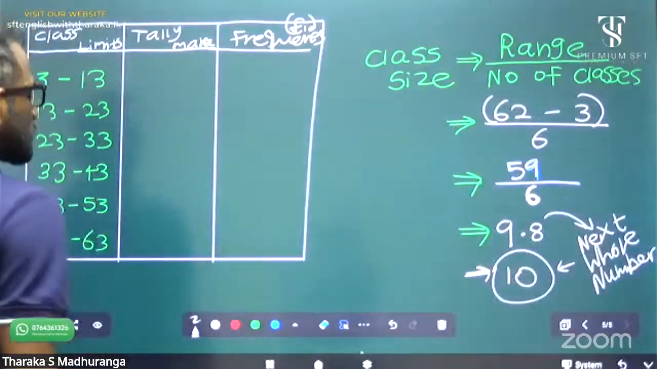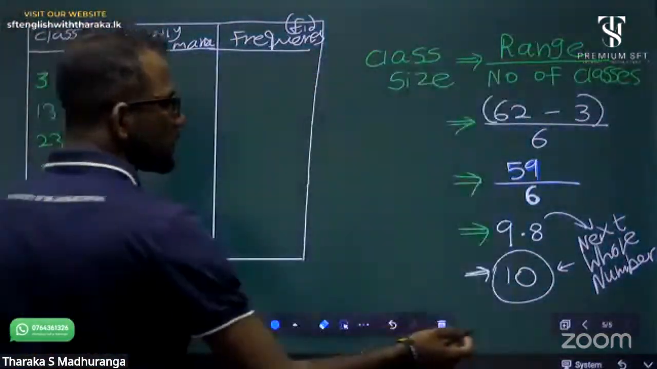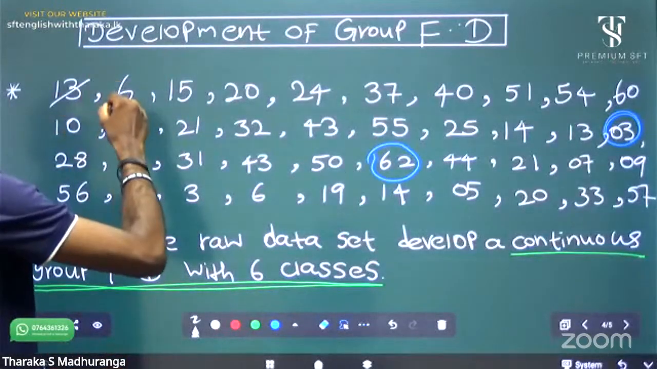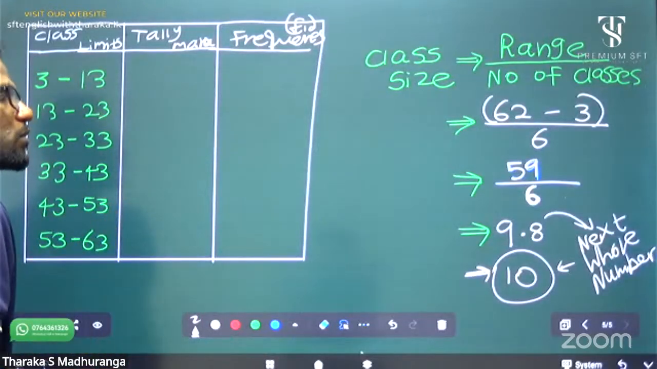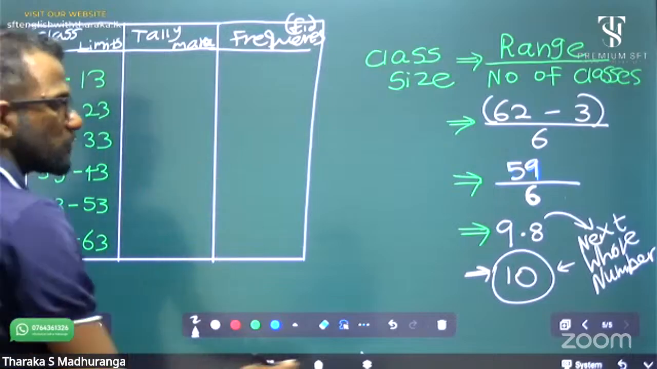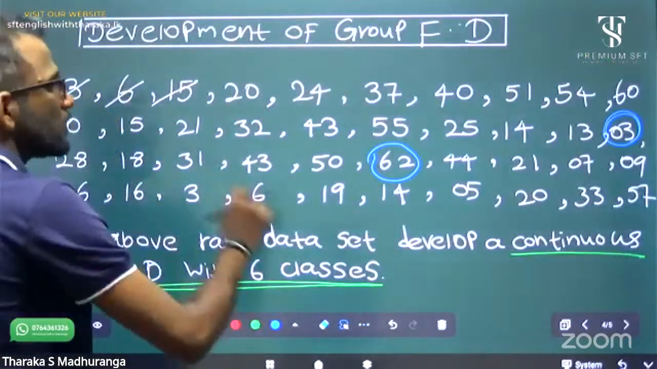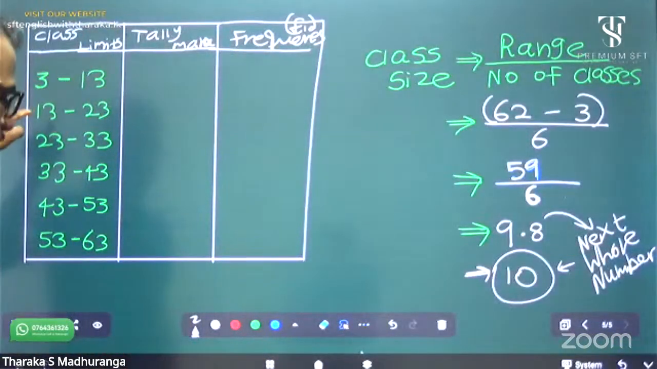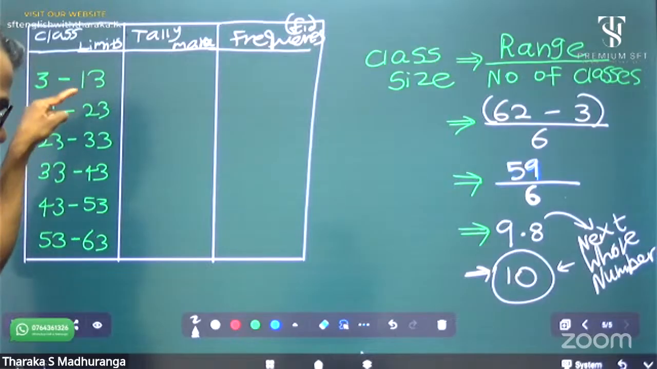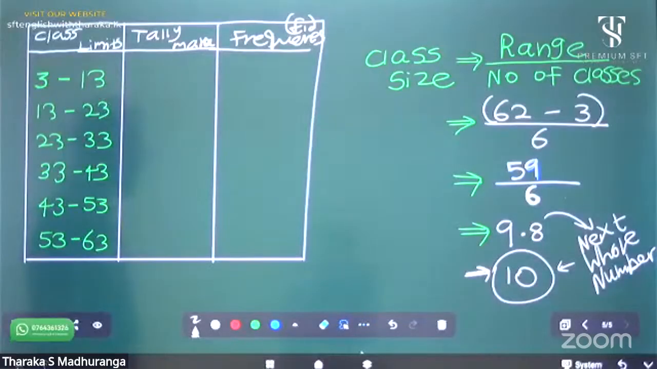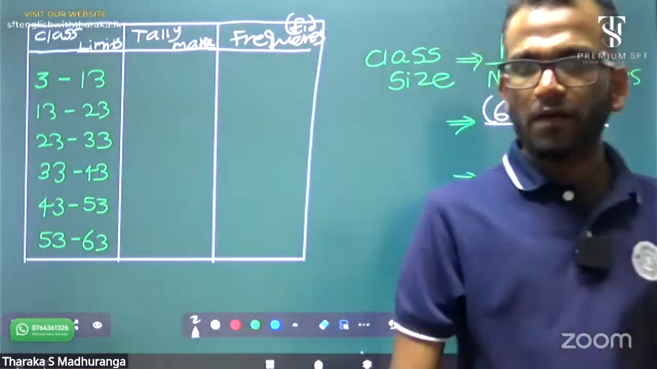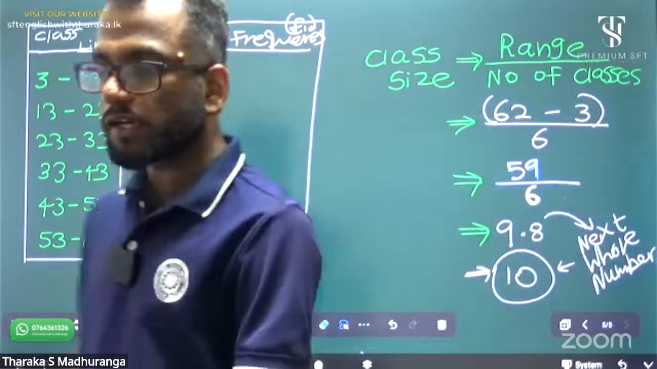Next we have to add the tally marks. First take the first values: 13, 6, 15. I have an issue now. There are two 13s. What to do? Where do we add the tally mark, the first one or the second one?